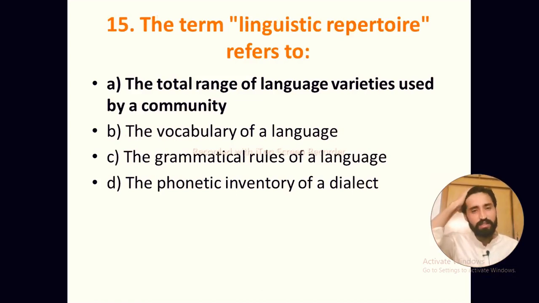The next one is linguistic repertoire. Linguistic repertoire is basically the total range of language varieties used by a community. Means when different language varieties are spoken in a community and their total range, that is what we call linguistic repertoire.